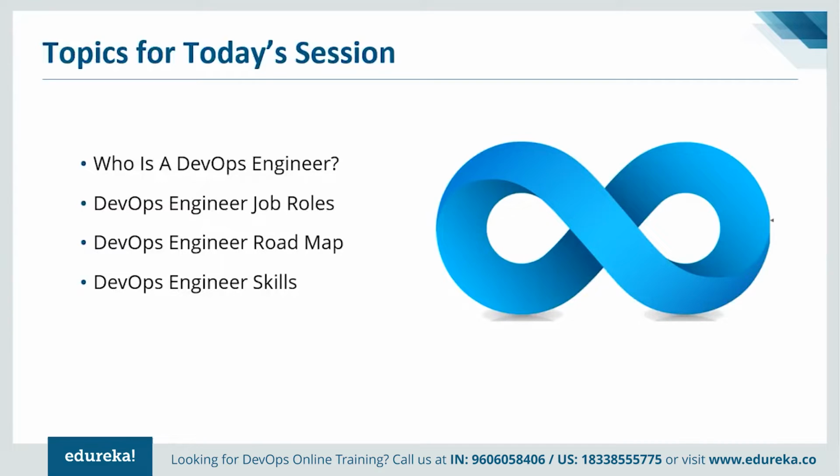Then we'll also look at various job roles available in the market, for example, automation architect, release manager. So there are multiple roles in a typical DevOps team, and we are going to discuss that. After that, I'm going to show you a complete roadmap of how you can become a DevOps engineer. And finally, we'll be discussing a couple of job descriptions to figure out what exactly it takes to become a successful DevOps engineer. So I hope you all are clear with the agenda.